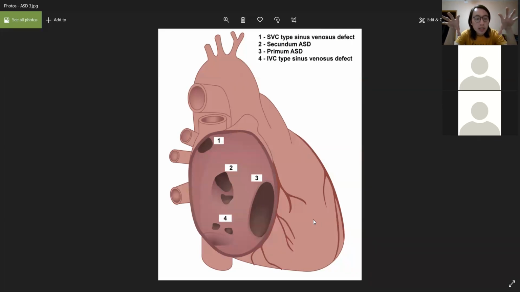What I described is how to differentiate primum ASD and inlet type of VSD, because both of them cross both compartments, atrium and ventricles. Clear? Any questions? Do I have to repeat again how to differentiate both primum ASD and inlet VSD? Repeat? Yeah. Okay.